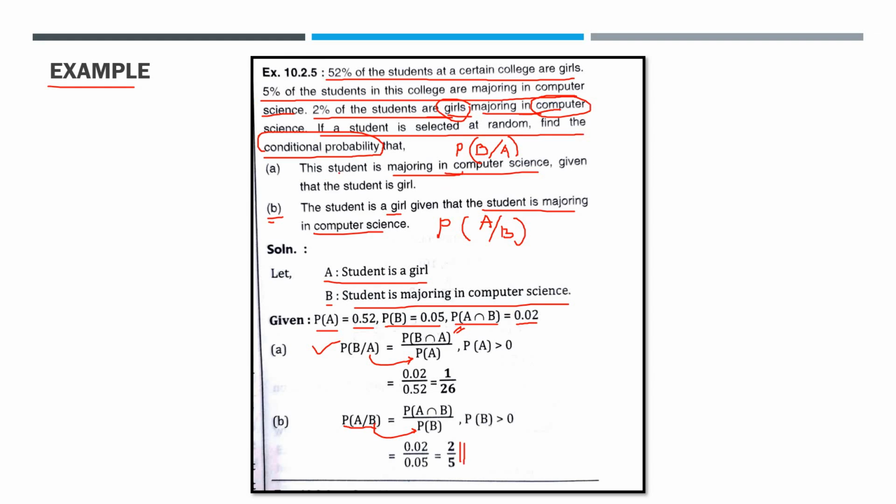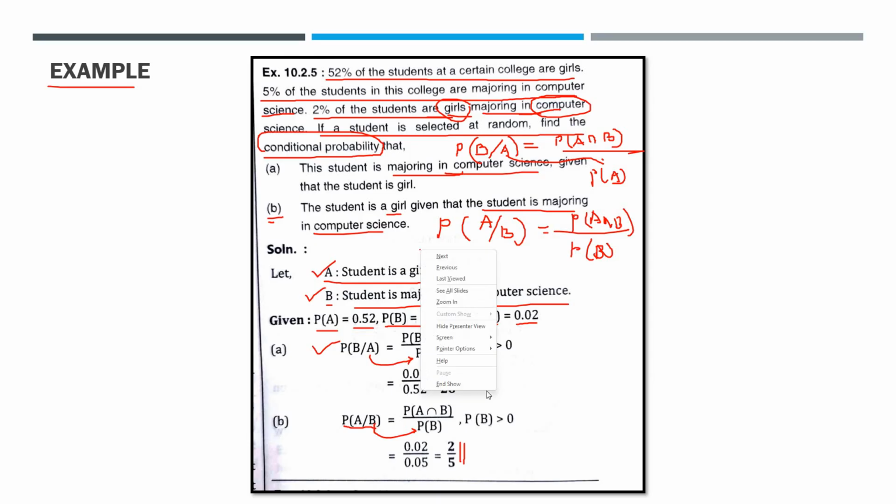So you can write the formula based on the conditions, and the formulas are the same. Probability of A given B is P of A and B divided by P of B, and in the other case we divide by P of A. So this is the formula for calculation of the conditional probability. I hope you understand this. These two events we have taken, and based on the condition we have calculated the values. Okay, so thank you very much.